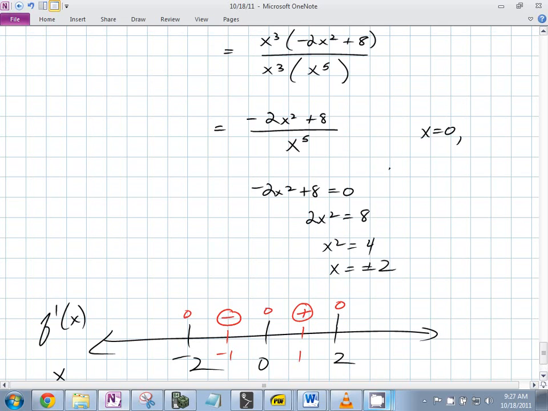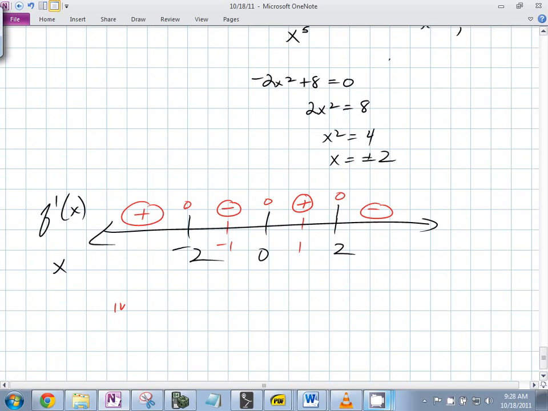Now we know where it is increasing. You have to write this down. It's increasing from negative infinity to negative 2, also from 0 to 2. And where is it decreasing? Negative 2 to 0, and 2 to infinity. Exactly. So we did increasing, decreasing.